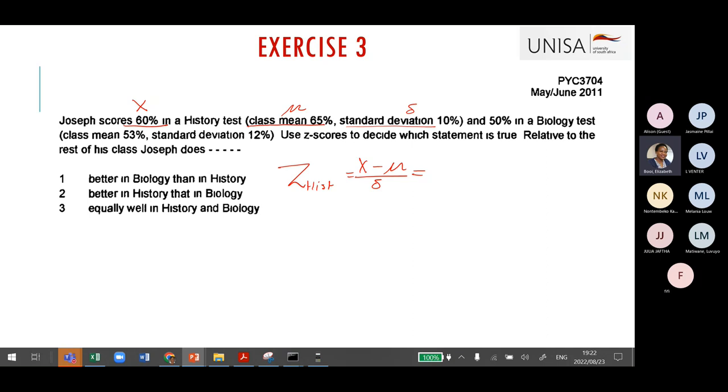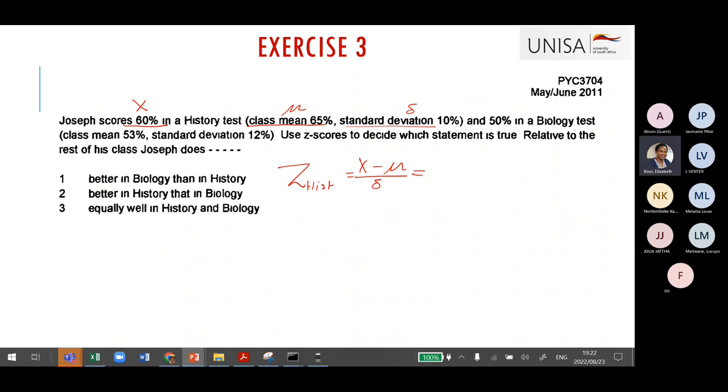As you can see, most of the time I've applied the Newman's prompt problem solving framework. What is it that we are asked? I identified what exactly they want us to do, because they said use the Z-scores to determine which statement is true about Joseph relative to the rest of the class. What are the facts given? I've identified my facts in terms of my X, my mu, my sigma. What is the formula that I need to use? I selected the formula, and I'm going to substitute before I take my calculator. Those are the skills that we want to impart to you.